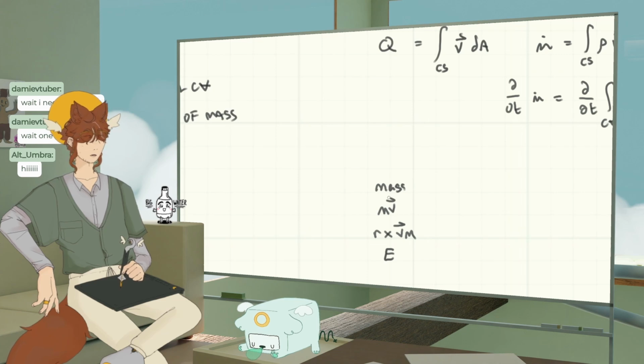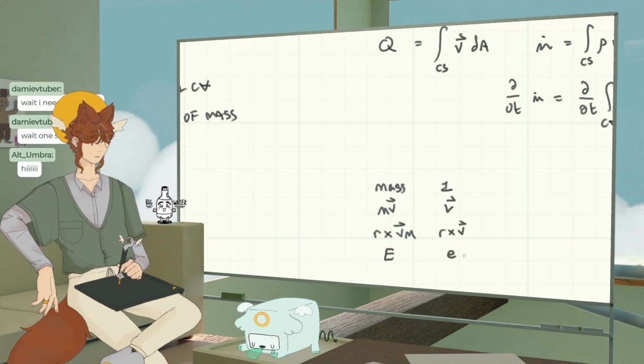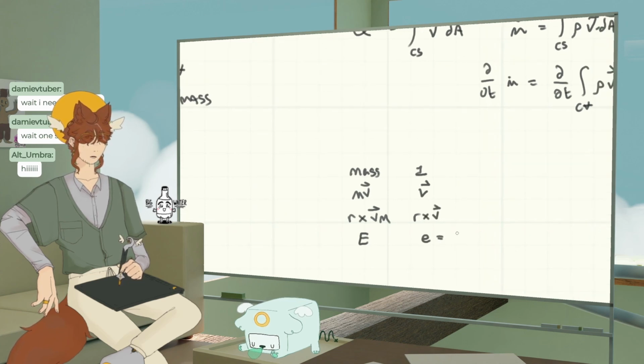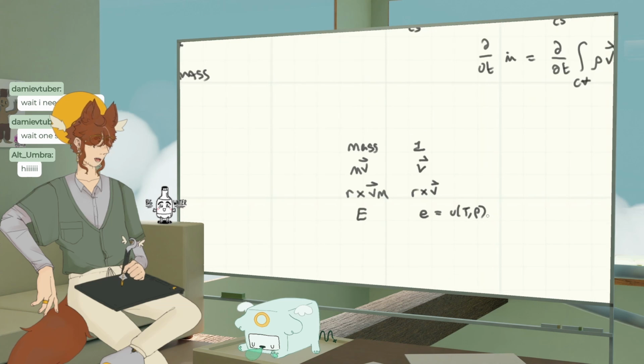But if we want our intrinsic property, which is how we describe ourselves when we're in the fluid, we divide by the mass of the fluid to get that property. So mass divided by mass is 1, and mv divided by m is V. R cross mv becomes r cross V, and E turns into little e. This is potential energy, kinetic energy, and internal energy. Internal energy is just going to be some u, thermo, whatever. It's not a thermo class.